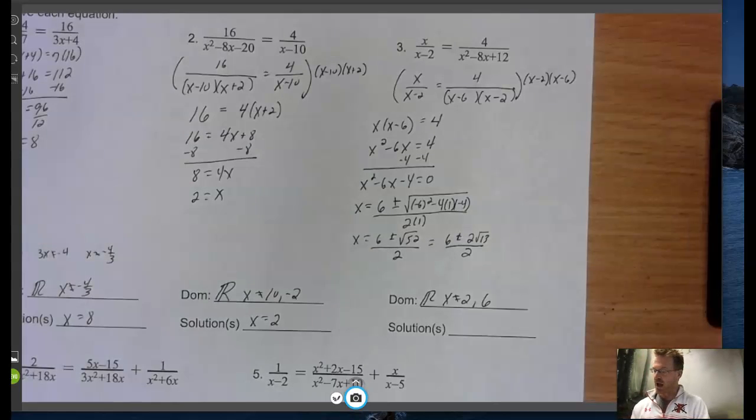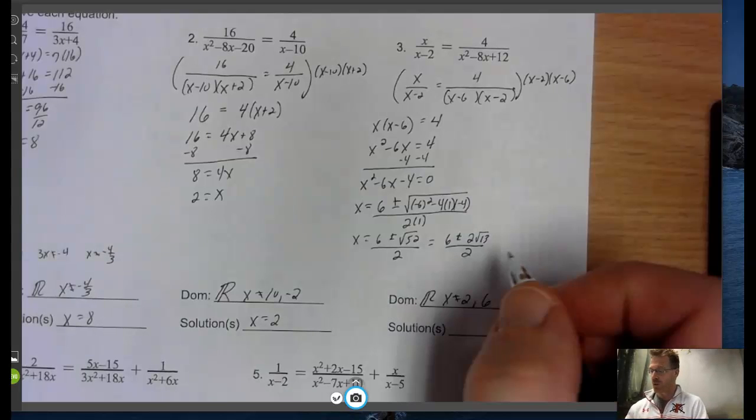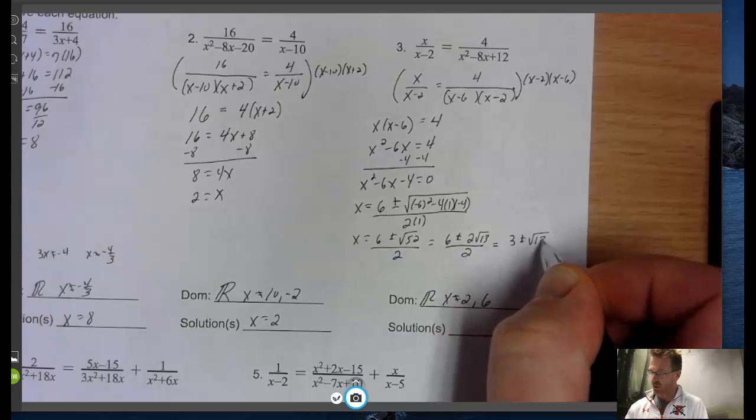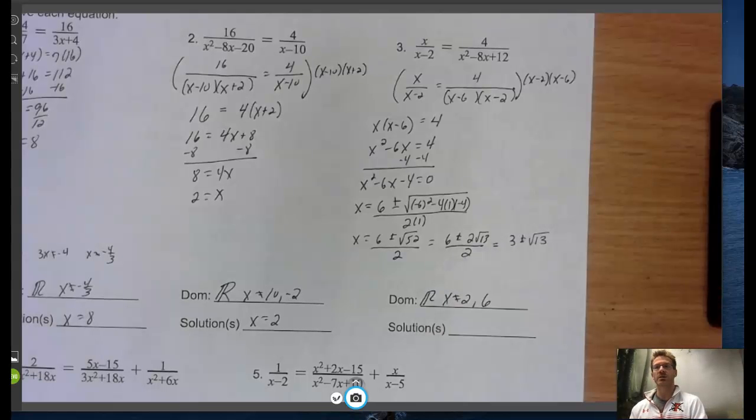Now I can see that there's a 2 common to everything, so I can divide all 3 terms by 2, which would give me 3 plus or minus the square root of 13 as my solution. And you could put it over 1 if you want. So there's my answer.